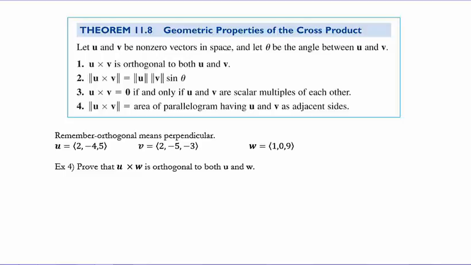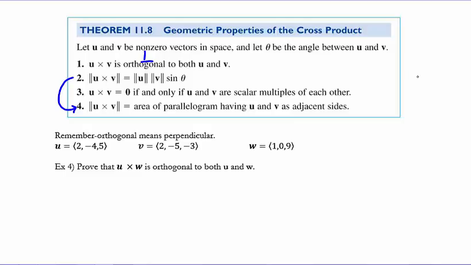If u and v are non-zero vectors in space and theta is the angle between them, u cross v is orthogonal, also known as perpendicular, to both u and v. The magnitude of the cross product is the magnitude of u times the magnitude of v times the sine of the angle between them.